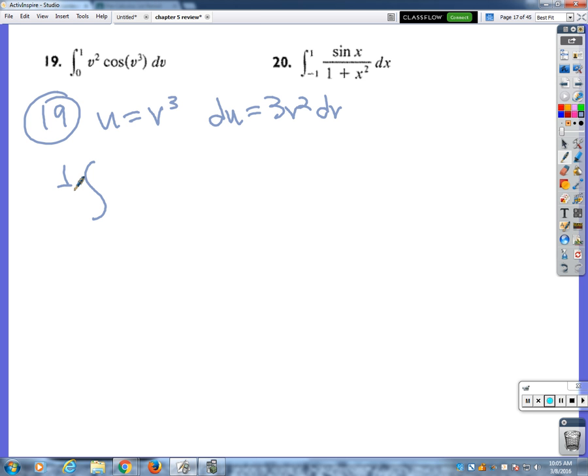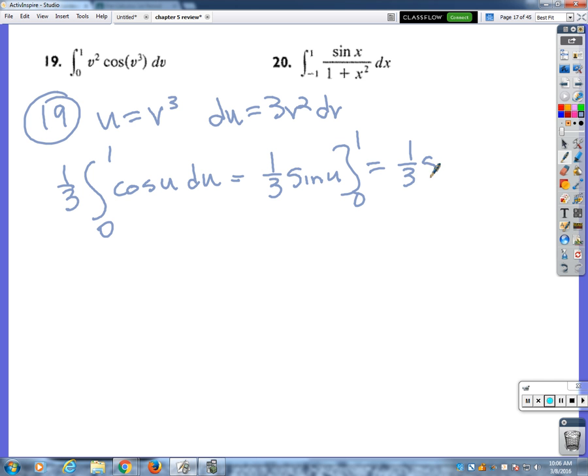Some, yeah, so 1/3 cosine u du. Let's do these first. So antiderivative of cosine is regular sine. Sorry, I was just checking. Done.